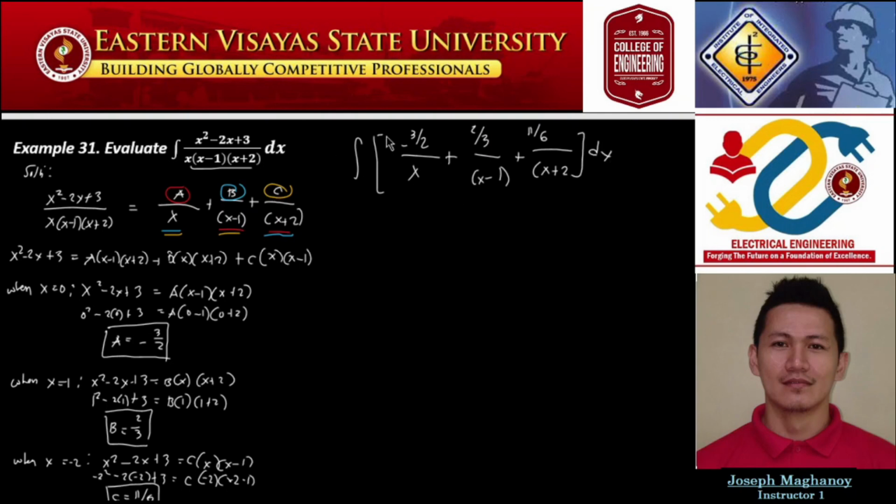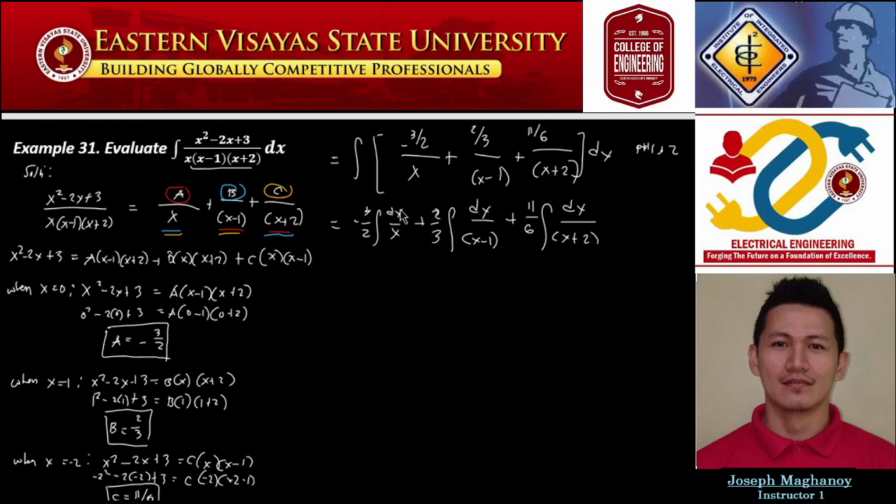So we can simply integrate the function, applying some of our properties, property 1 and 2. It becomes negative 3 halves integral of dx over x plus 2/3 integral of dx over x minus 1 plus 11 over 6 integral of dx over x plus 2.